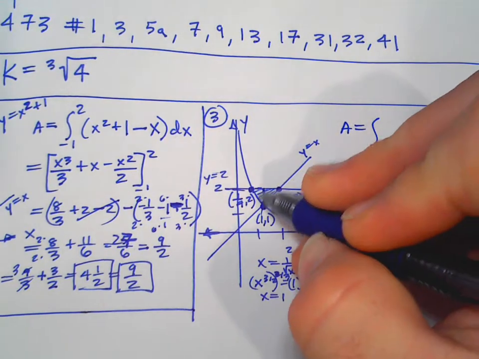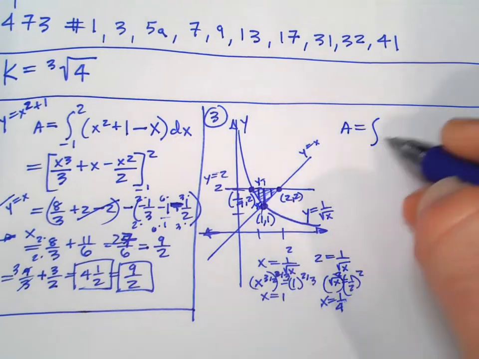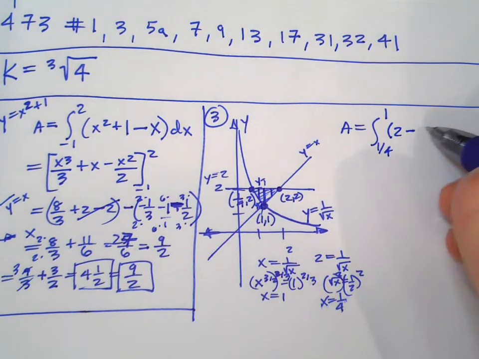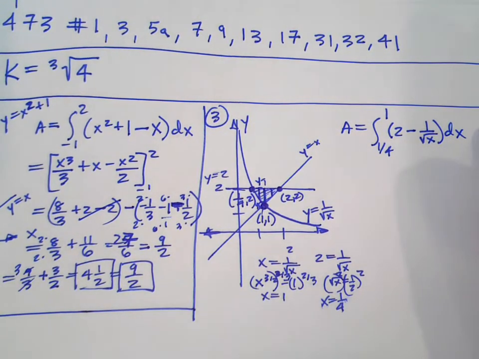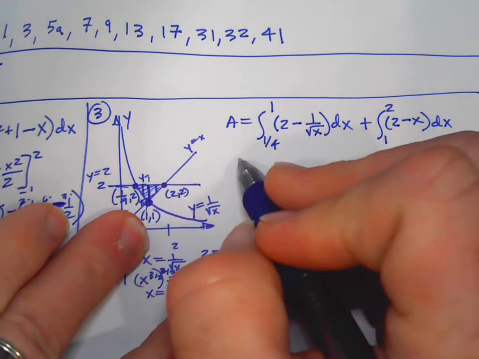So it's going to be y top minus y bottom, all right? Y top minus y bottom. And we're going to go 1/4 to 1 first. Y top is 2 all the time. Y bottom is 1 over the square root of x, dx. And then you'd have to set up another one to go from 1 to 2. And y top is still 2. Y bottom is now x. So that's your setup for vertical slices.